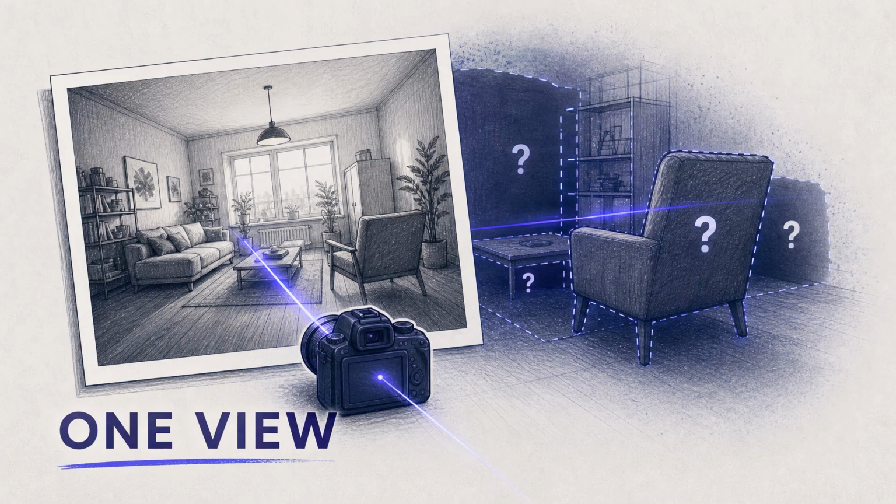A normal photo is only one frozen viewpoint. It tells us what light reached the camera from one position at one moment. It does not directly tell us what is hidden behind a chair, how deep the table is, or what the room looks like from the other side.